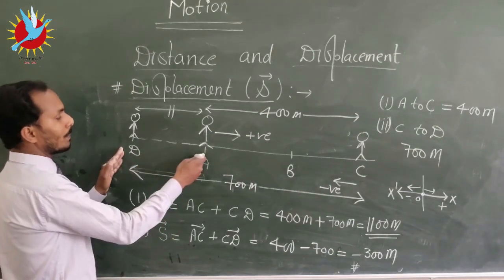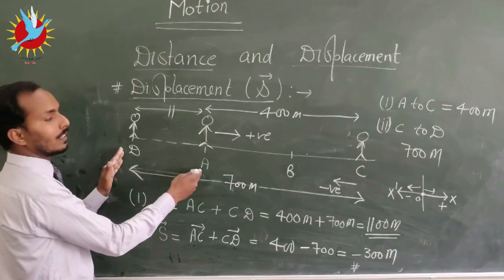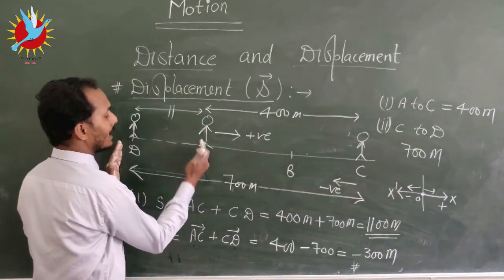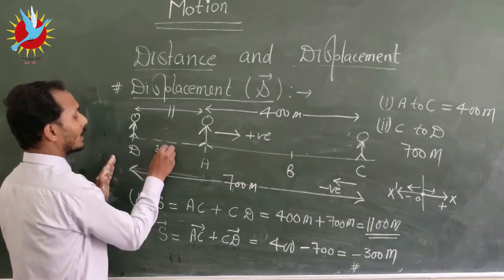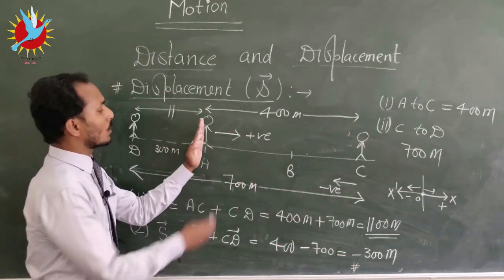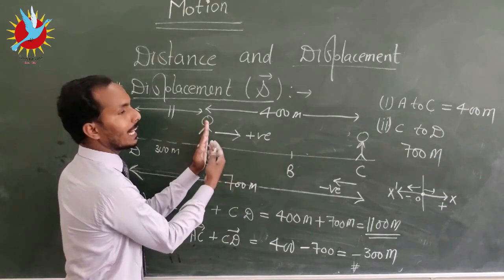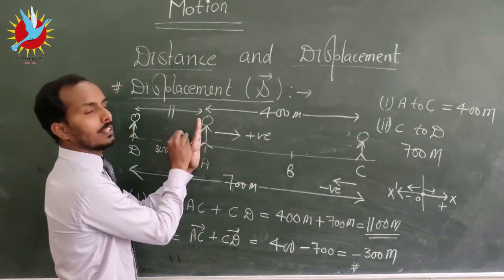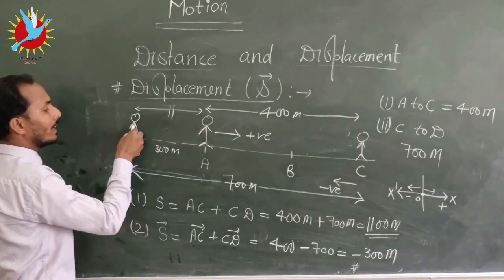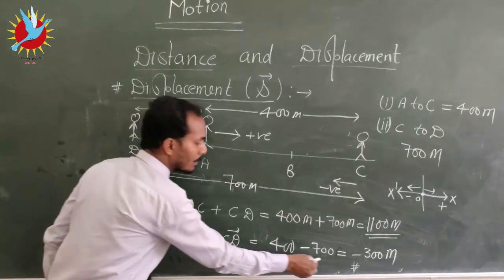This is the shortest path, and the value of this is 300 because it's 400 and this is 700. Then subtract it, and you get 300. A positive sign tells us it moves towards the right, and a negative sign tells us it moves towards the left. So this states that it moves towards the left, then you get the final position. So this is the displacement.